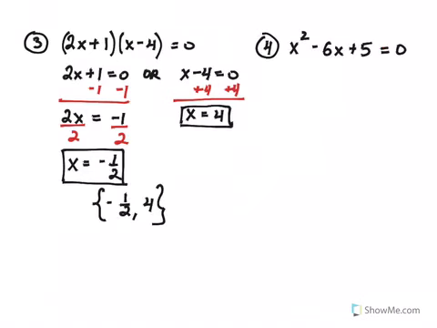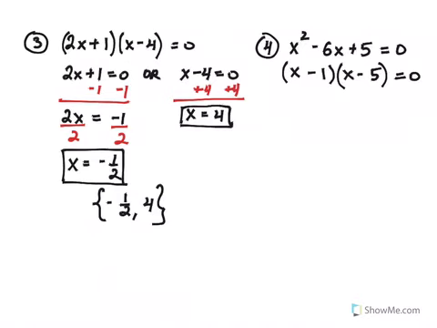Example 4. Solve x squared minus 6x plus 5 equals 0. Please notice that this example is different compared to previous examples. Previous examples were given to us in factored form, and we could readily equate each factor to 0 and solve each small equation that we get after that. In this example, we must first factor this equation by ourselves, and only then can we apply the zero product principle. Let's factor this trinomial on the left-hand side.